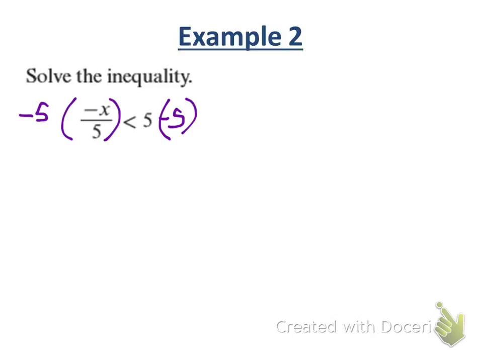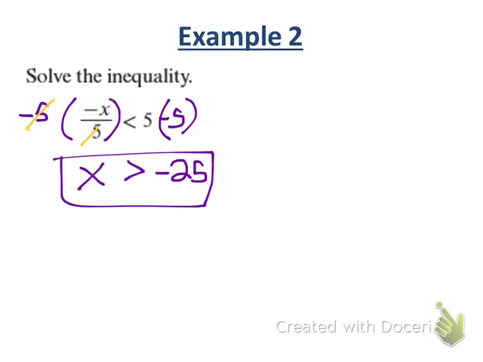Now, when we're multiplying by a negative number, we have to reverse the symbol. That's the first thing you should write. As soon as you multiply by a negative, reverse your symbol. Now, on the left, the 5's cancel. Negative times negative is positive. x is greater than negative 25. And that's the solution, right?